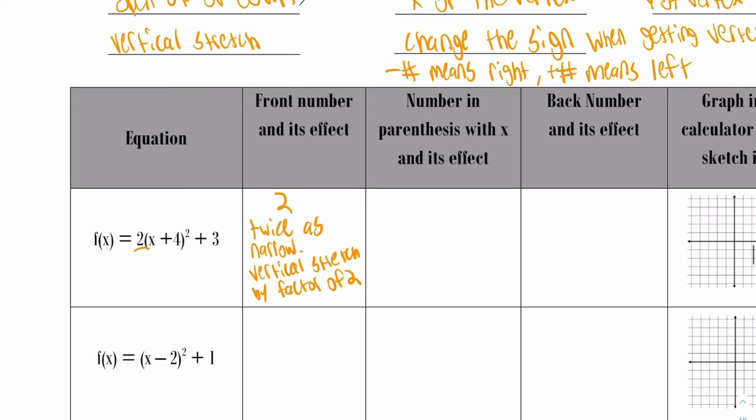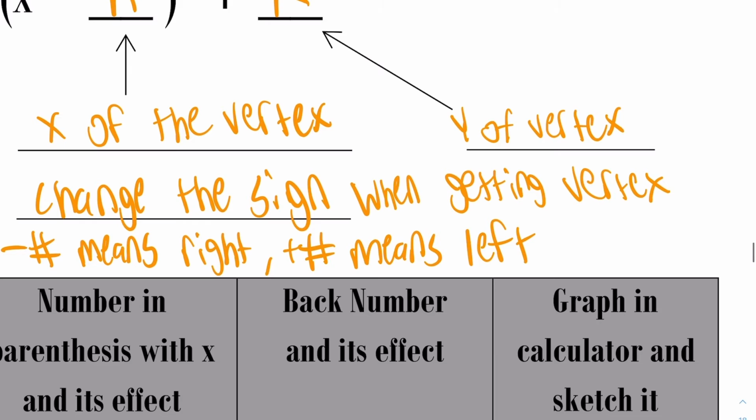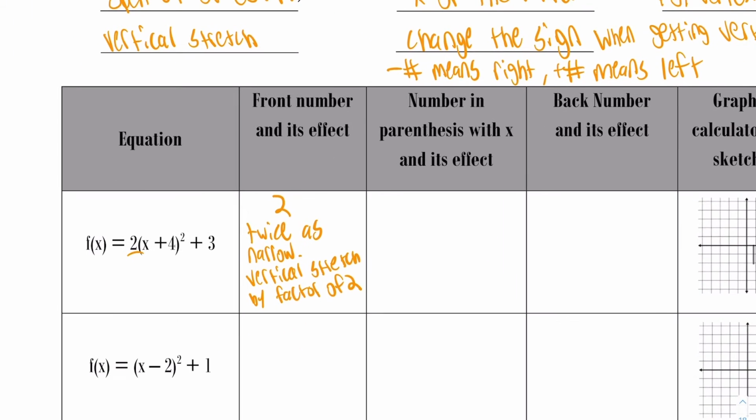The number in the parentheses with the x, right there it's a plus 4. If I see that it's a plus 4, that means that the vertex is actually to the left. So the number in the parentheses is a plus 4. This means the vertex is shifted left 4 units.